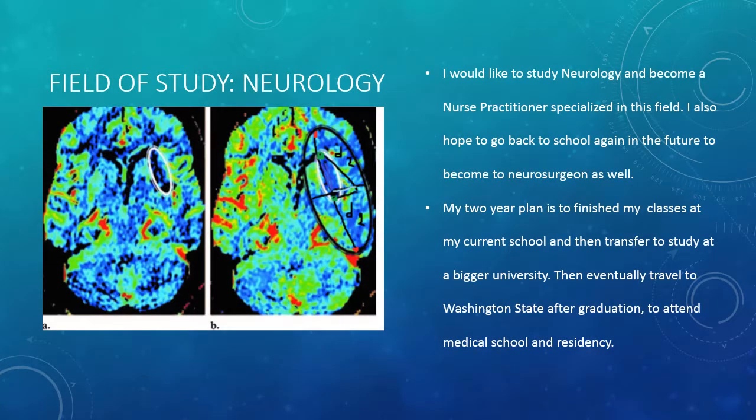I would like to study neurology and become a nurse practitioner so I can specialize in the field. I also hope to go back in the future again so I can become a surgeon to work on the brain and the central nervous system and things like that. And my 2-year plan is to finish my classes at my current school and then transfer to a bigger university.